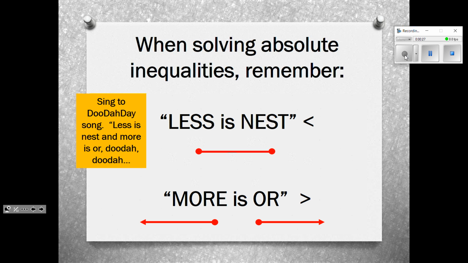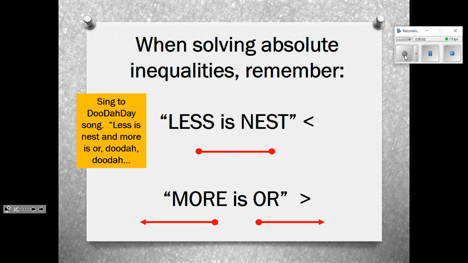But the song is here on the slide. Less is nest and more is or. It goes like this. Less is nest and more is or. Do da, do da. Less is nest and more is or. Oh, the do da day.